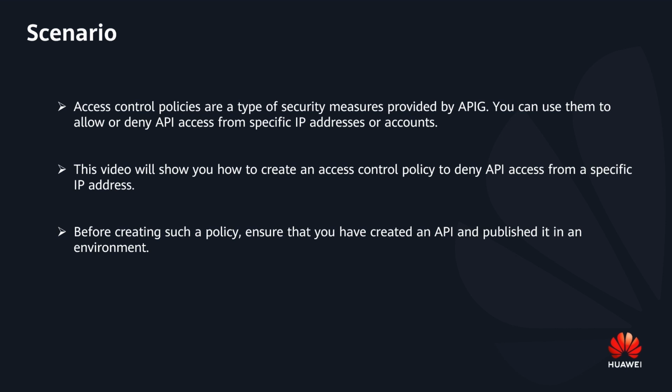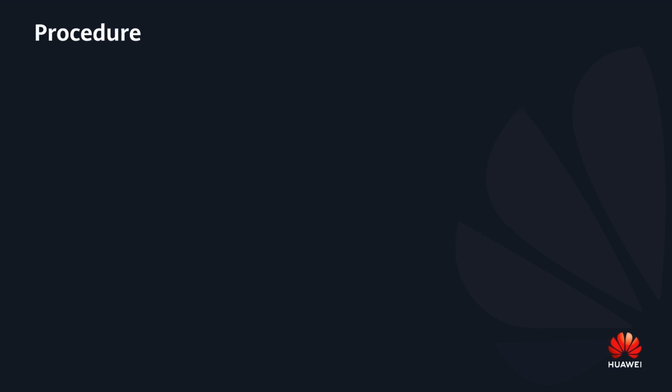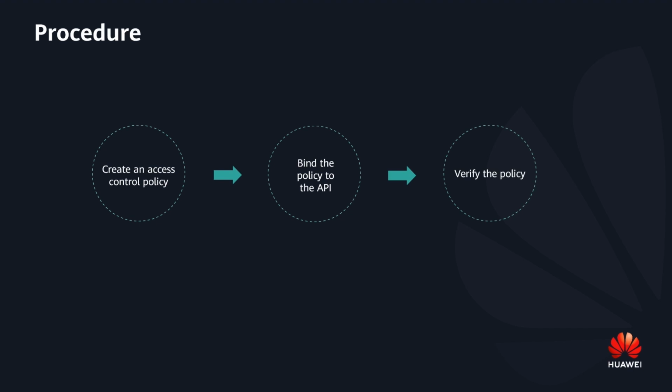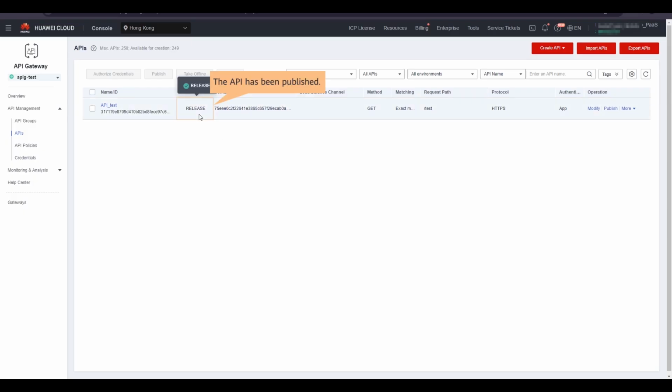address. Before creating such a policy, ensure that you have created an API and published it in an environment. The general procedure includes 3 steps. First, create an access control policy. Second, bind the policy to the API. Third, verify the policy.